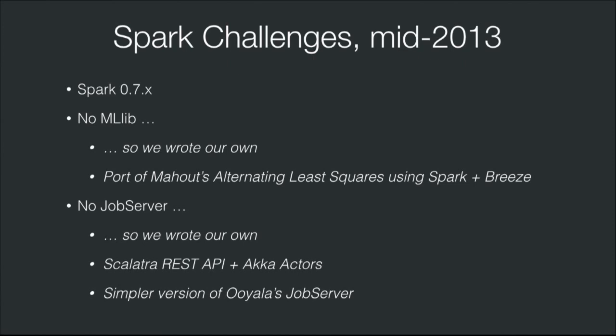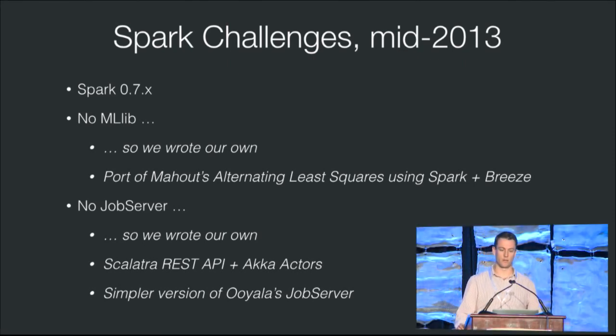So what were some of the challenges that we faced roughly a year ago when we started building all of this? Well, Spark was relatively less mature than it is now. It was at around 0.7. So there was no MLlib. We had to write our own. So we wrote a port of Mahout's alternating least squares collaborative filtering model using Spark and Breeze.